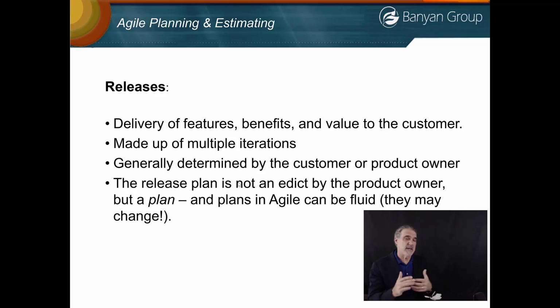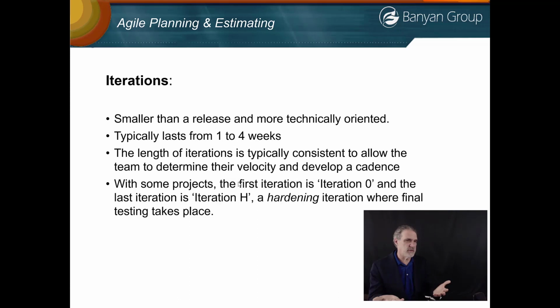And the release plan is not an edict by the product owner, but a plan. The plans in Agile can be fluid. They may change. So this is something that the product owner is involved in determining, what is the release plan, and they determine when the release will happen. But if we have some new features come into the product backlog, the product owner may change the release slightly to accommodate some of those new features if they want that to be included in the release as it's released to the customer.